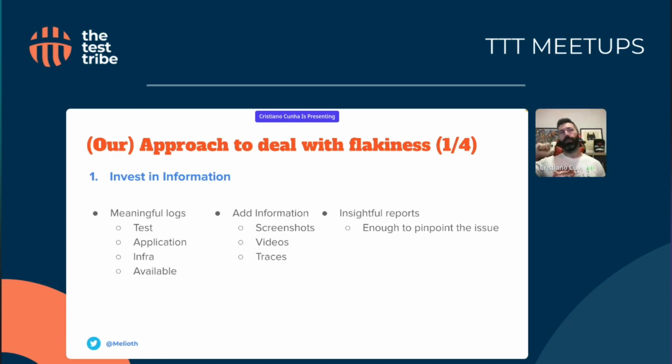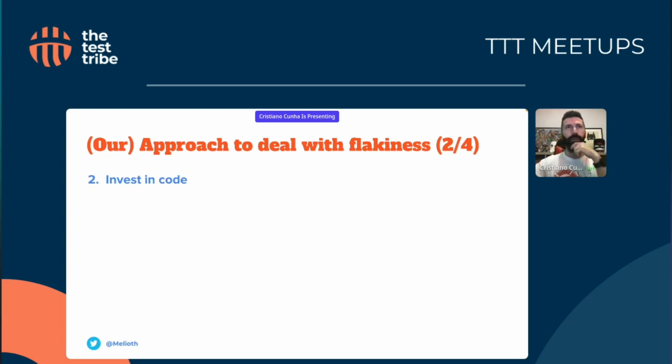And create insightful reports, because most of the time when the test is running on the pipeline, what you see is the end result. We are running 100 tests, and what we see is, well, it has passed or not. And you need to go there to look at the report. If you have all of that information that we just talked about, logs, information added in tests, you'll be able to build a report that has enough information for you to pinpoint the issue. And that is really important in order to deconstruct this flakiness.